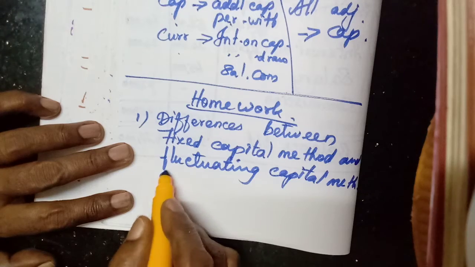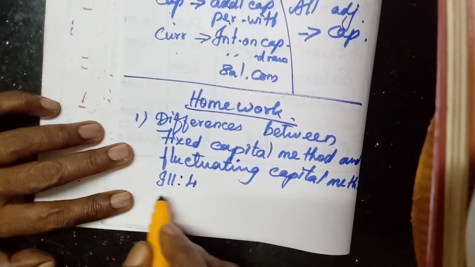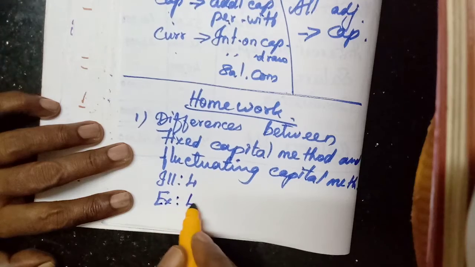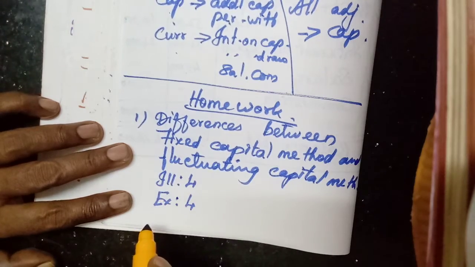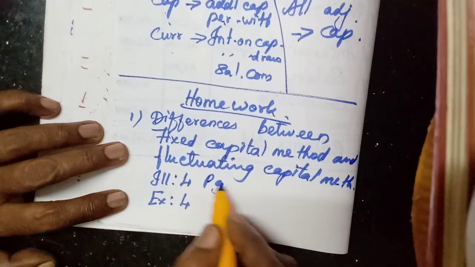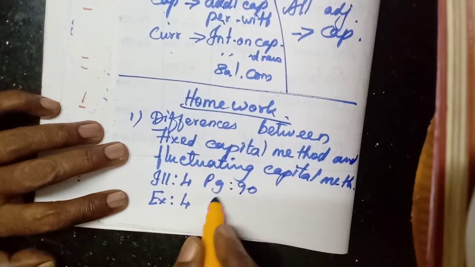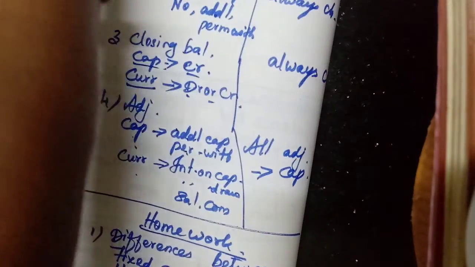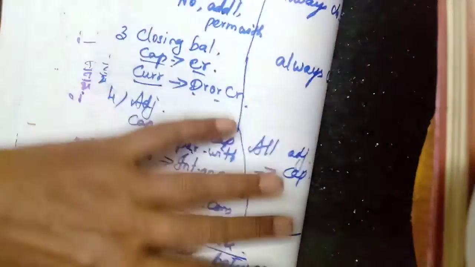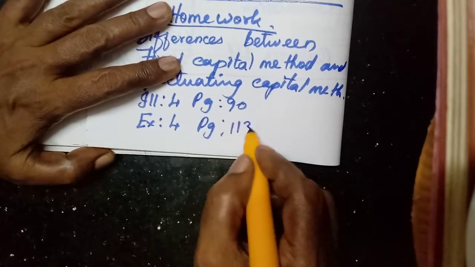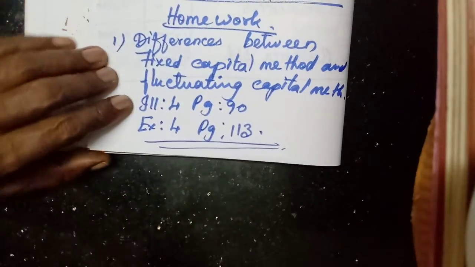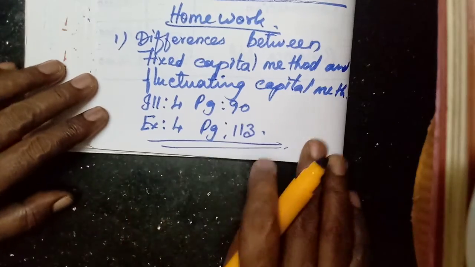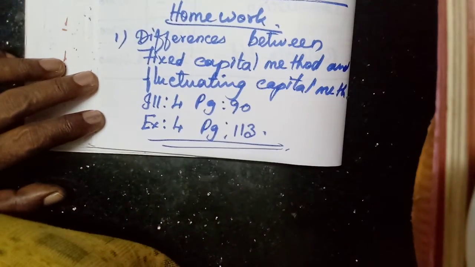Then the exercise. Okay, illustration 4 and exercise 4. Illustration page number 90. Exercise page number 113. Okay, this is your homework. Okay, please do and learn this question answer.